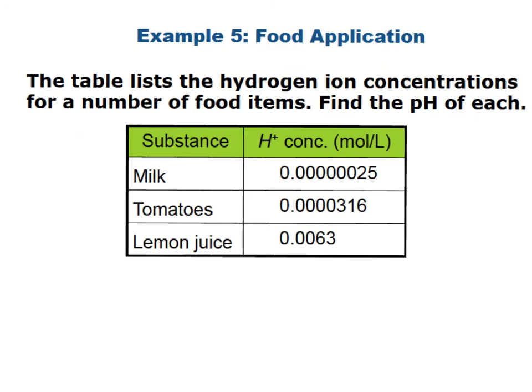Okay, so on this slide, it says the table shows the hydrogen ion concentration for a number of food items. Find the pH of each of these. In finding each of these, we're going to take each of these numbers that you see here and plug them into the formula on the next slides. So I want you to pull out your calculator and do that.